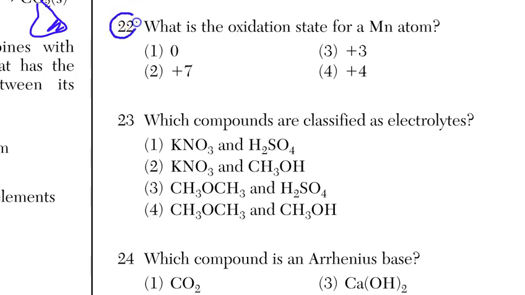Number 22. What's the oxidation state for a manganese atom? All right, we're going to be at a dance party now. You say atom, or I say atom, you say neutral. Atom, neutral, atom, neutral. Atoms are always neutral chemical species. Why? Because the protons equal the electrons. Protons being positive, electrons being negative.